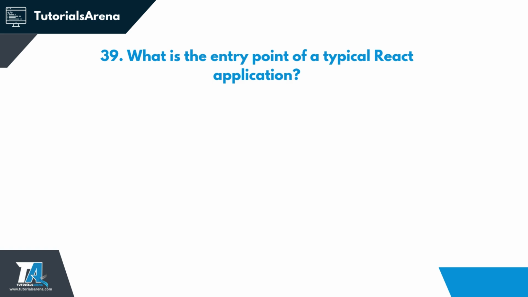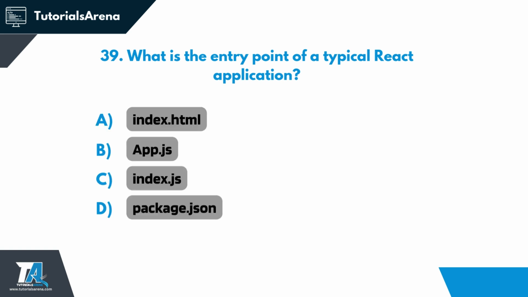Question 39. What is the entry point of a typical React application? The options are option A, index.html. Option B, app.js. Option C, index.js. Option D, package.json. The correct answer is option C, index.js. Moving on to the next question.